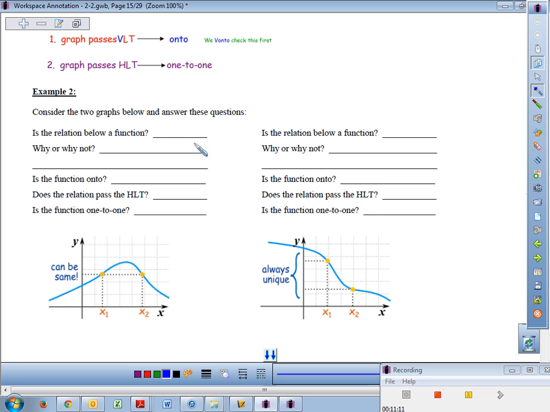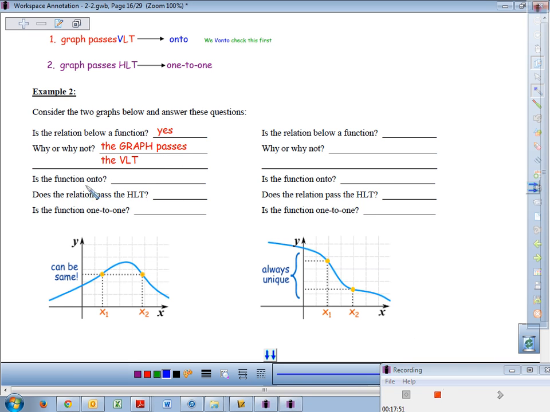Here we go. Consider these 2 graphs below. Number 1, they ask if this is a function. Well, if I got a graph, there's one way to check to see if it's a function. What should we use? The VLT. Does this brother pass the VLT? Yes or no? So is this a function? Yes or no? Yes. Reason? The graph passes the VLT.